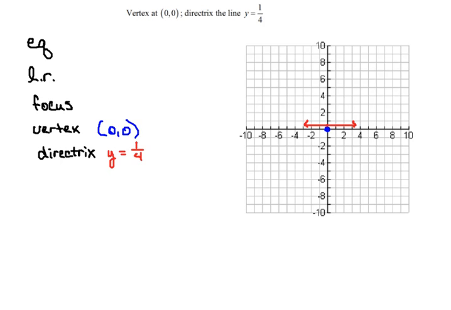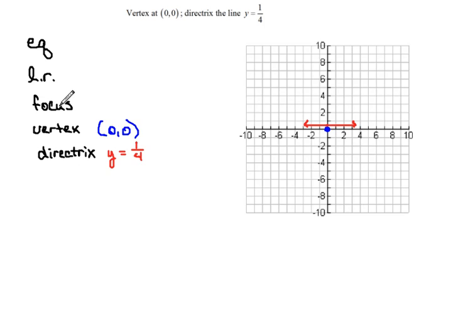Here we have an example that is just slightly different. It says that we have a vertex at 0, 0, and a directrix is the line y equals 1/4. Okay, and our directions, if you saw the last video, are going to be the very same. We need to come up with the equation. We need to come up with the endpoints of the latus rectum. So I went ahead and wrote those out, and we need to draw our picture.